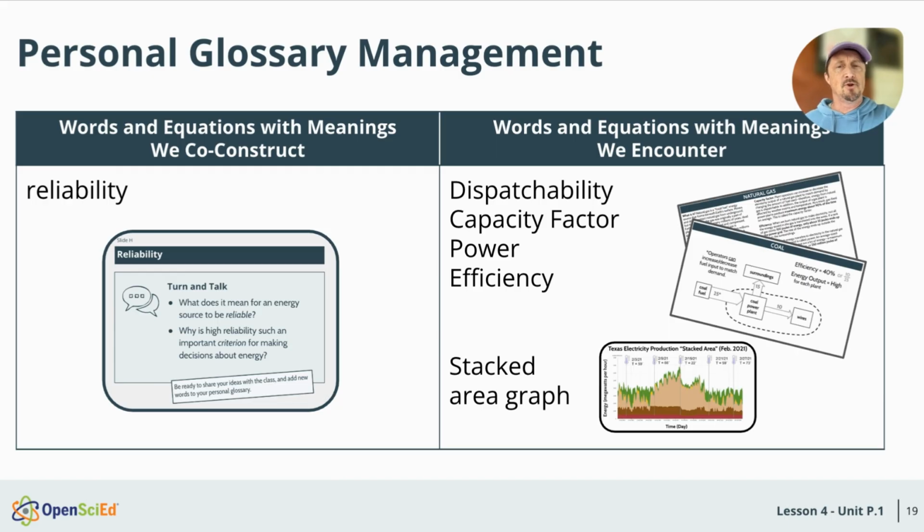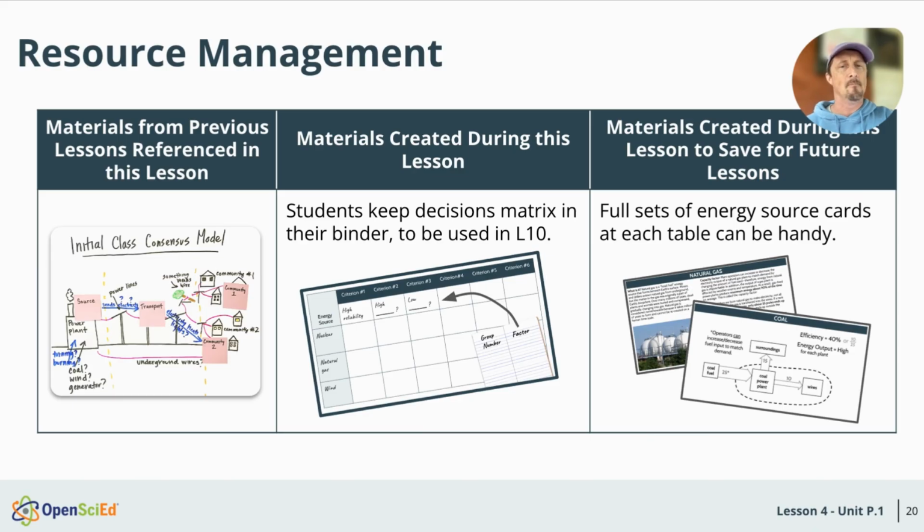Some details about how to manage terms. We build this term reliability. We spend a lot of time actually coming up with a definition. And other words that we encounter include dispatchability, capacity factor, power, efficiency. All of these are on the energy source cards. And then we see these stacked area graphs for the first time. We do reference our consensus model, and we create this decisions matrix, which we'll keep in our binder and then use again in lesson 10.